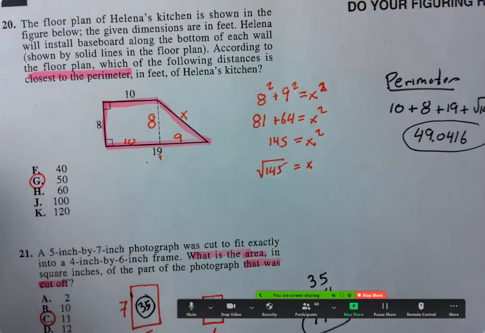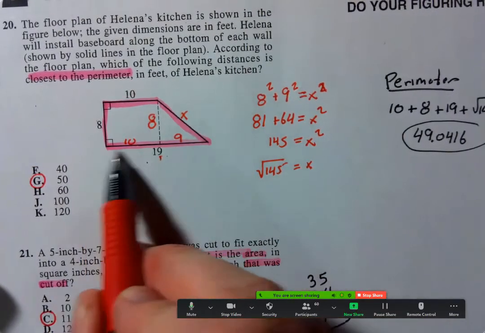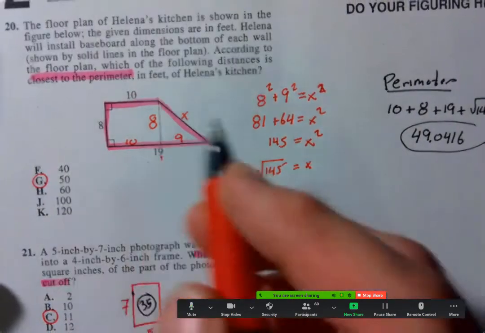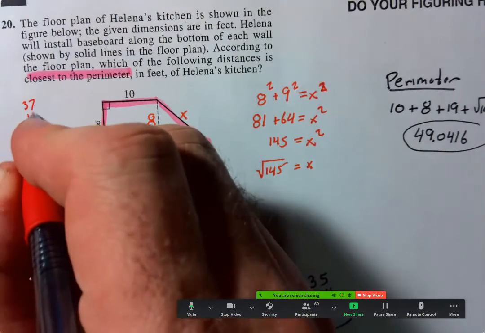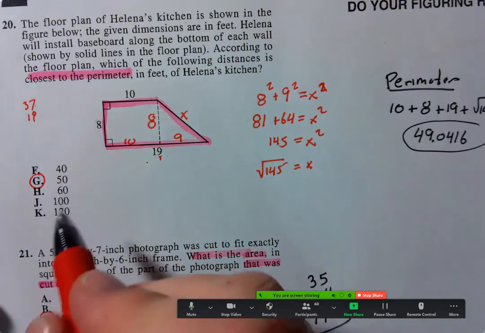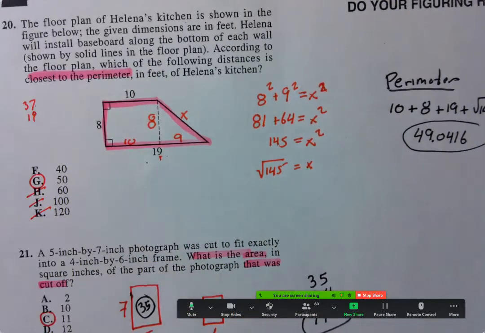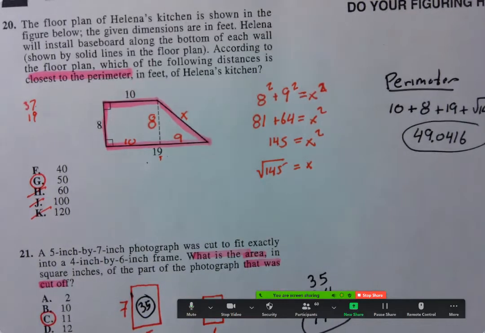Now, this is drawn to scale, right? So I kind of know that this side here is definitely smaller than 19, right? So if I thought about 37 and 19, that would give me 56. And so I could safely eliminate these choices because they're just way, way, way too big.